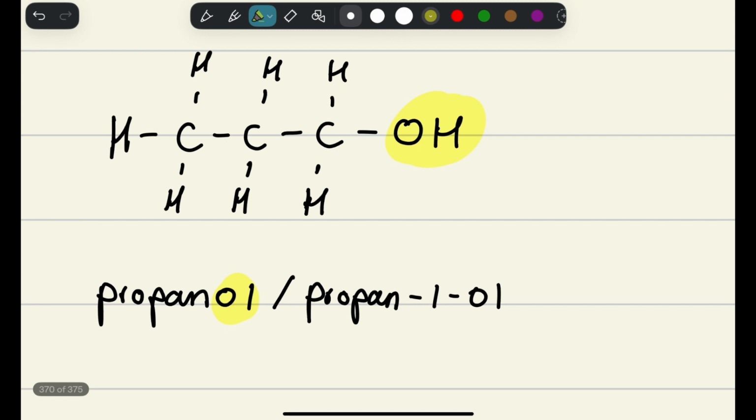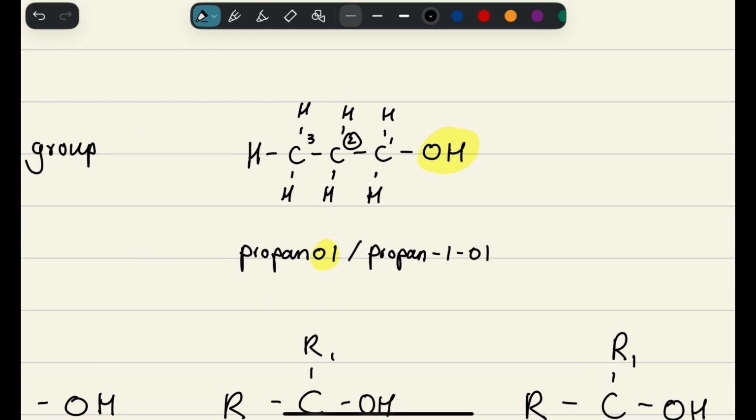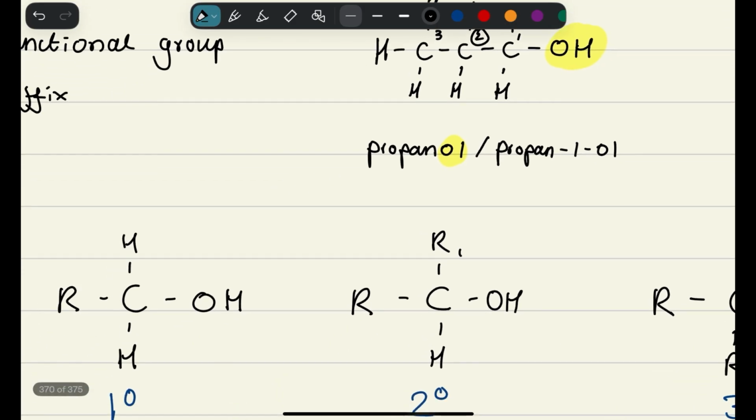So for example, this one is on carbon 1. If we number the carbons, it's 1, 2, 3. So we'll call it propan-1-ol. If it was on the second carbon, we'll call it propan-2-ol. Cool. Propan-3-ol doesn't exist because then you just flip it to the other side.